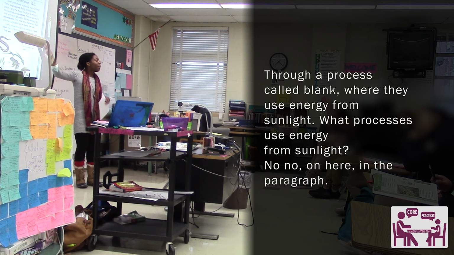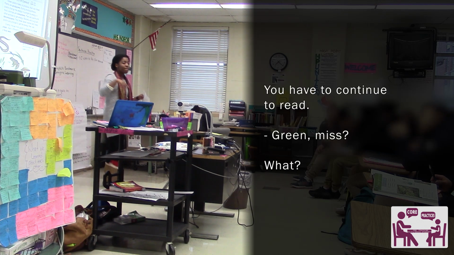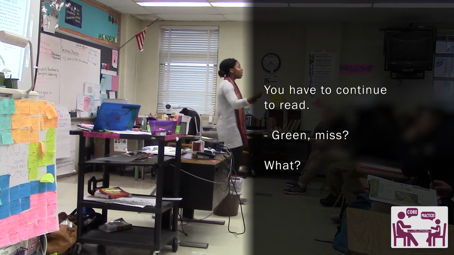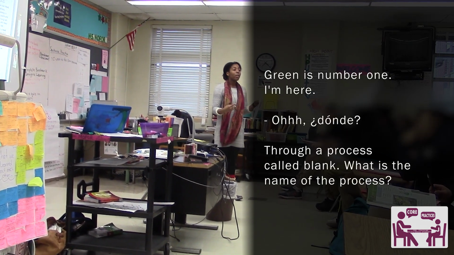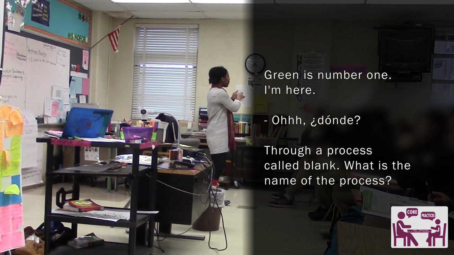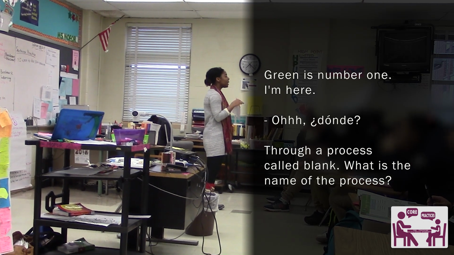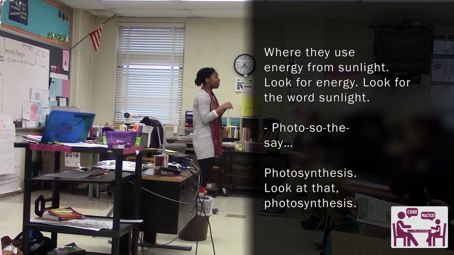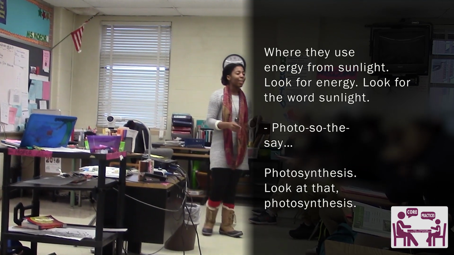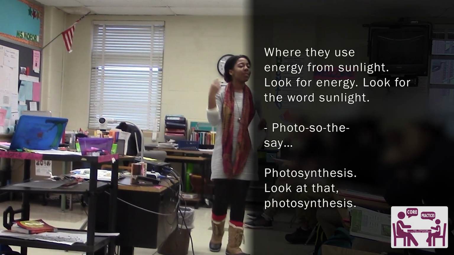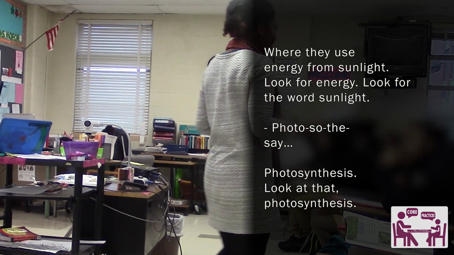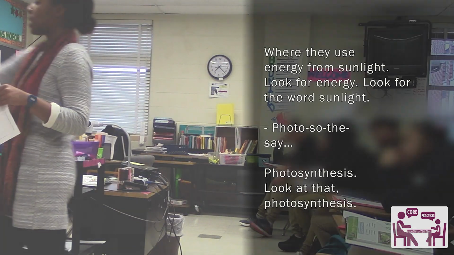No, on here, in the paragraph. Producer. Green. You have to continue to read. Green is number 1. A process called blank. What is the name of the process? Where they use energy from sunlight. Look for energy. Look for the word sunlight. Photosynthesis. Look at that. Photosynthesis.